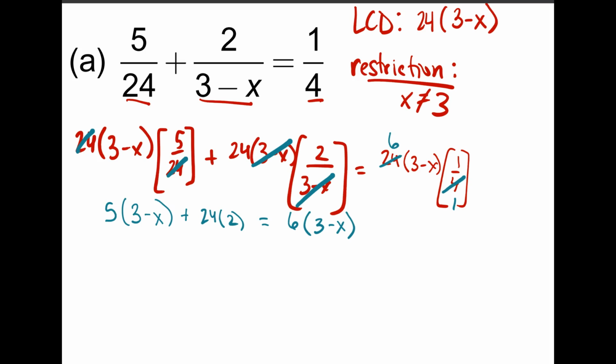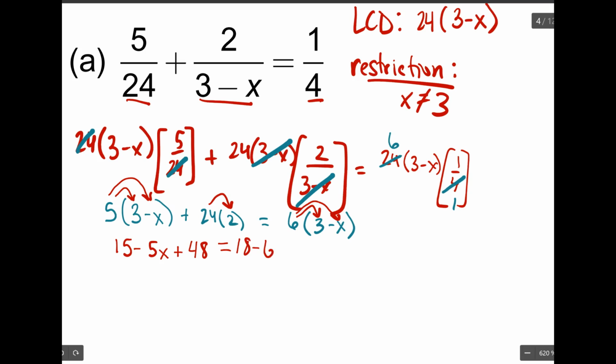Okay. The next thing we're going to do, what do you think? What should we do? Yeah, let's do the next thing. Distribute. Perfect. 15 minus 5x plus 48 equals 18 minus 6x. Let's move everything on the left side. Actually, let's simplify the left side first. I'm trying to isolate x. Let me actually solve the left side, let me get the common terms together. 15 plus 48 is going to be 63.